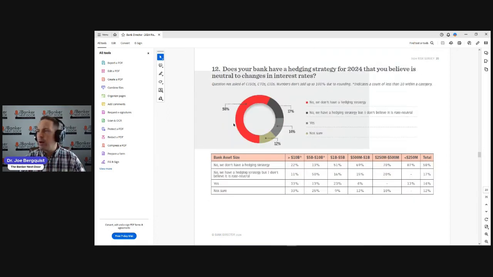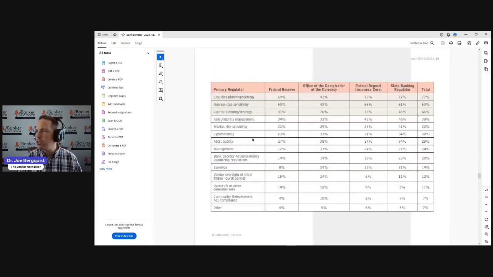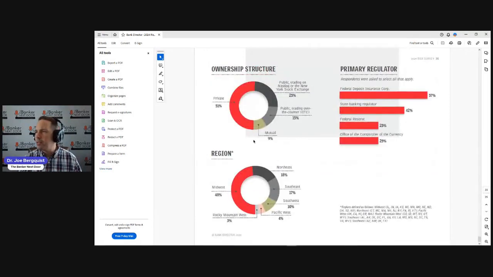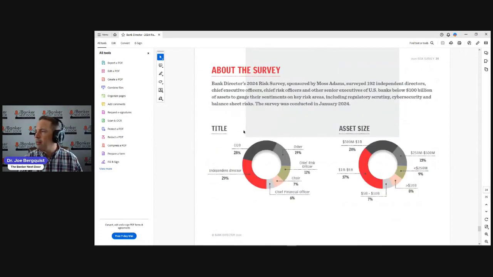And so it just goes into, now I'm not going to go through it all. There's a lot of questions here. Let's go down. Let's see here. Ownership structure. I think that's at the very end.